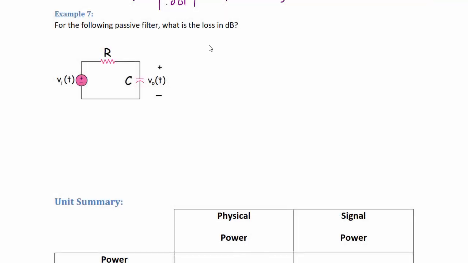Example 6. For the following passive filter, what is the loss in decibels? Once again, this is an RC circuit with a voltage measured across the capacitor. So as we've seen before, this is going to be a low-pass filter. The way that I can quickly tell that is because a capacitor, as the frequency goes towards infinity, becomes a short circuit. So that means the voltage is dying off. So this is a low-pass filter, which means it has the following shape, where once again, the cutoff frequency would be 1 over RC.